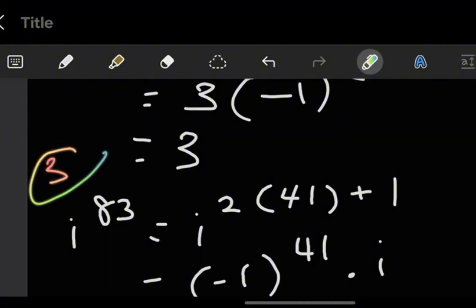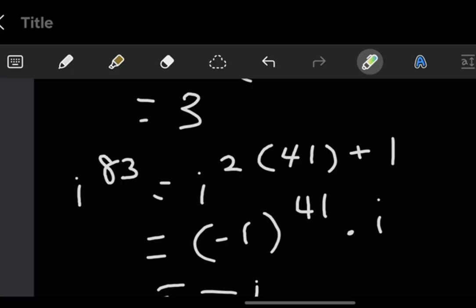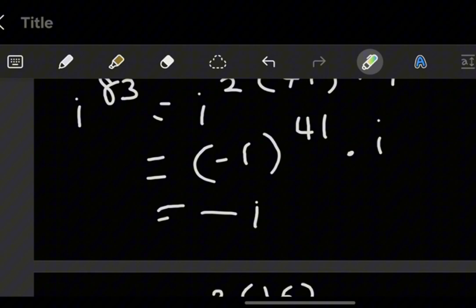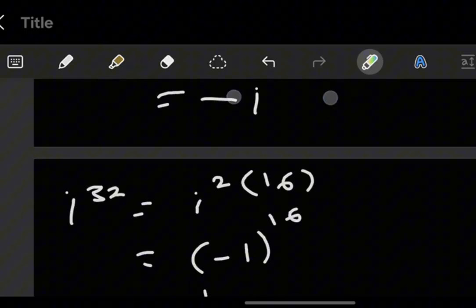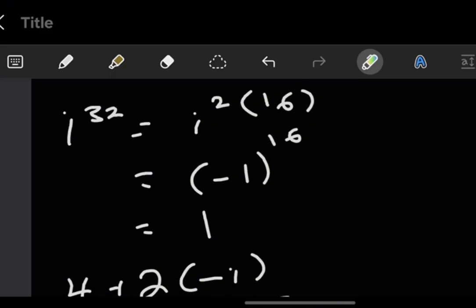The third one, i to the power of 83. We will get i to the power of 2 to the power of 41, plus 1. We will get negative 1 to the power of 41 multiplied with i. We will get negative i. The fourth one, i to the power of 32 is equal to i to the power of 2 to the power of 16. We will get negative 1 to the power of 16. We will get positive 1.